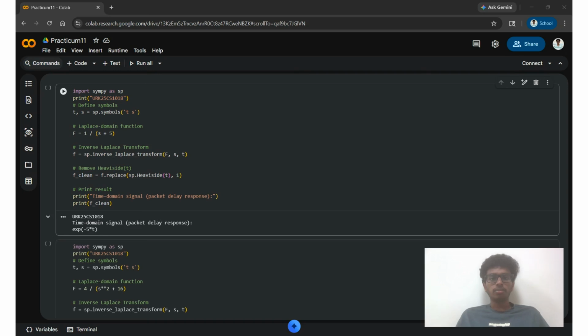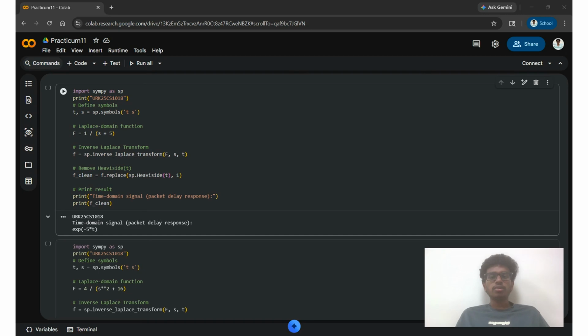First, let us consider network packet delay analysis. The given Laplace domain function is 1 divided by s plus 5. When we apply the inverse Laplace transform, we obtain an exponential decay function, which is e power minus 5t. Mathematically, this represents a standard form where a constant added to s results in an exponential decay in time.